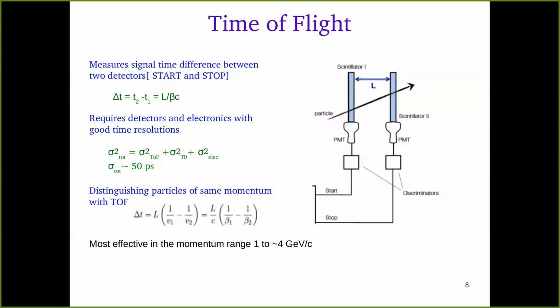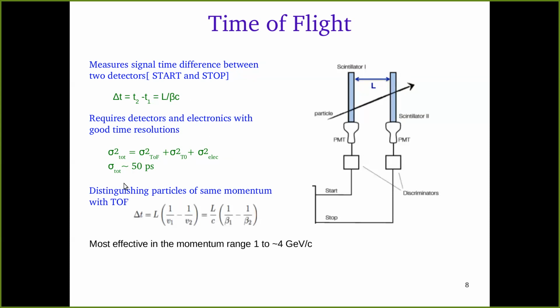In order to do this timing measurement, you need detectors that have very good timing resolution. This is what we call the resolution: the sigma total, which includes the detector resolution, sigma TOF and T0, plus the resolution added because of the electronics, and overall it contributes to the resolution of your measurement. Typically for ALICE TOF, if I'm not very wrong, the typical value of the resolution is around 50 picoseconds. With this resolution, you can actually separate the particles in the most effective momentum range, between 1 and 4 GeV.